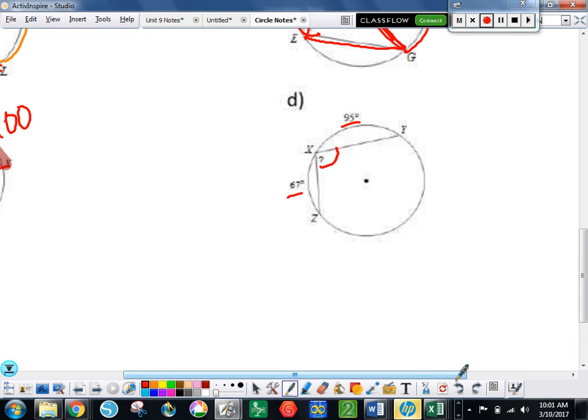So if we're going to start by adding this together, what purpose does that solve? You can use it to find it. So let's just start by adding this. What's 95 plus 67? This arc right here is 162. Okay, somebody new. Where do we go from there? That would be 198. So this 198 is this part, right?